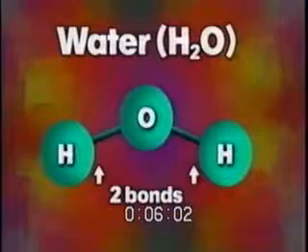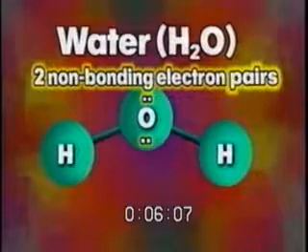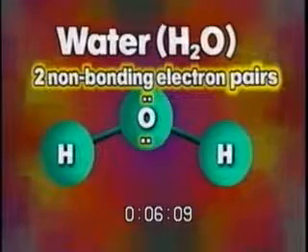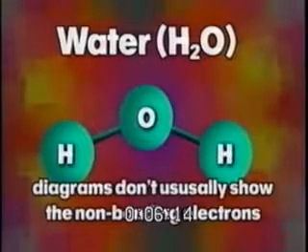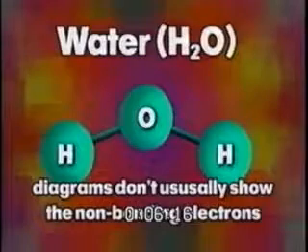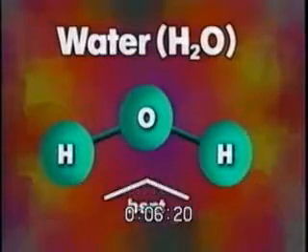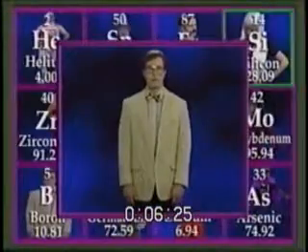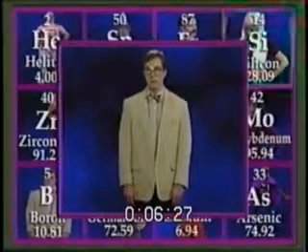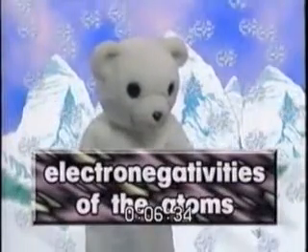Water has 2 bonds between hydrogen and oxygen, but oxygen also has 2 non-bonding electron pairs. This gives water a tetrahedral arrangement of electron pairs and bonds. Since diagrams don't usually show the non-bonding electrons of oxygen, we usually just say that the water molecule is bent, rather than referring to it as tetrahedral. Bent.